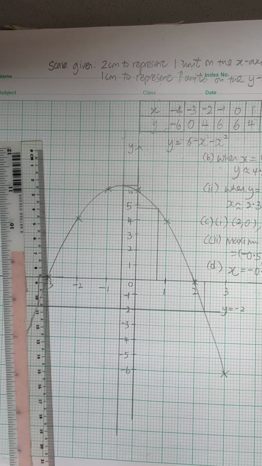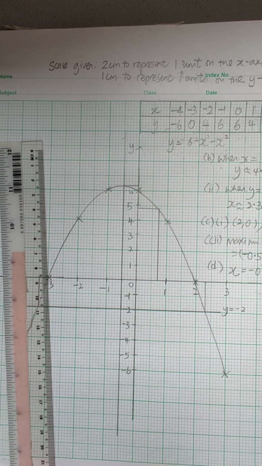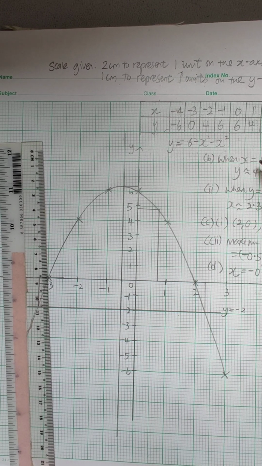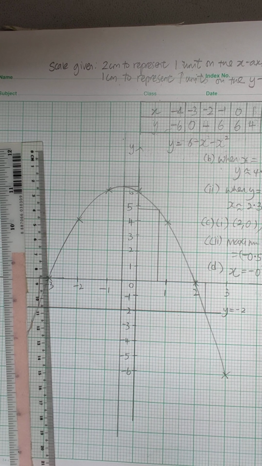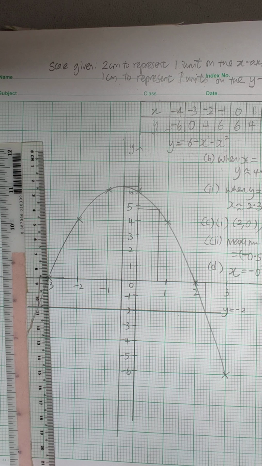Okay, so this video is quite comprehensive because it covers quite a lot of things: finding the values of y when x is 0.7, finding the values of x when y is -2, finding the maximum point, and also finding the line of symmetry. Okay, right, thank you.